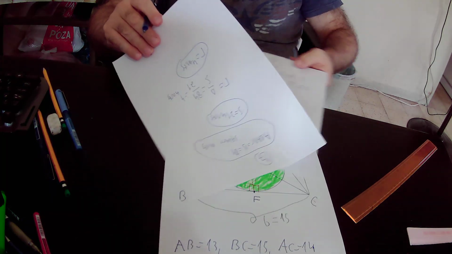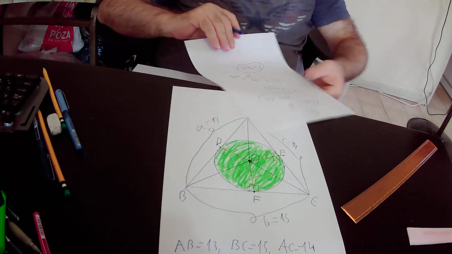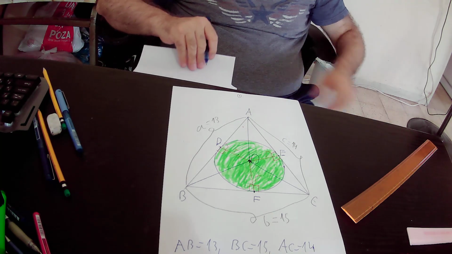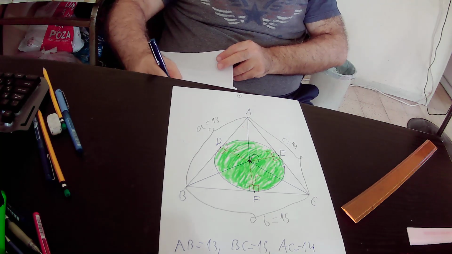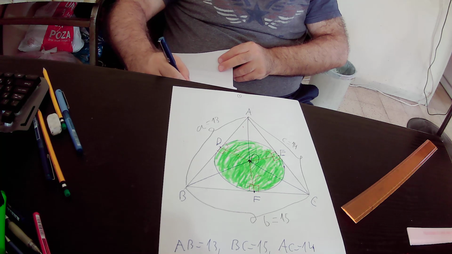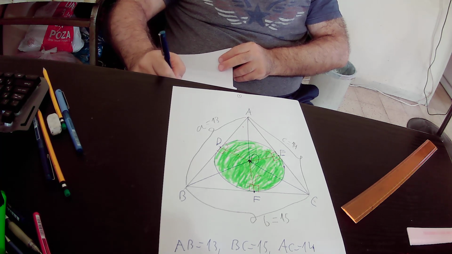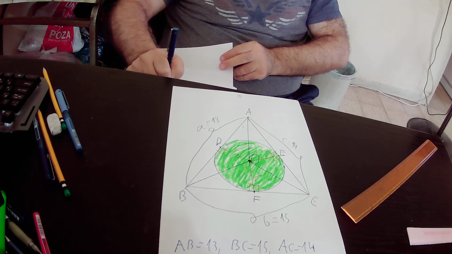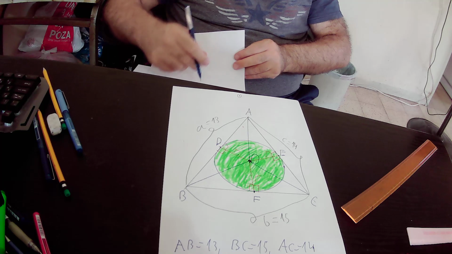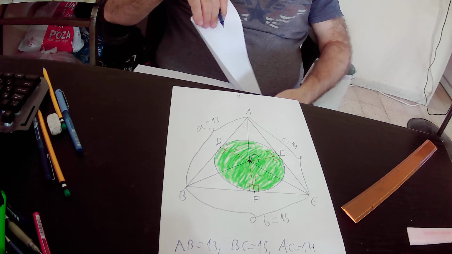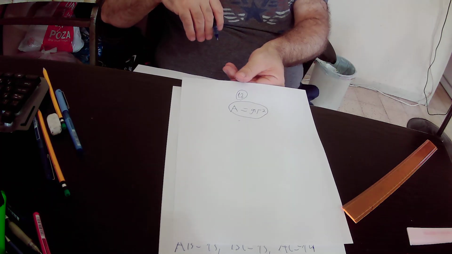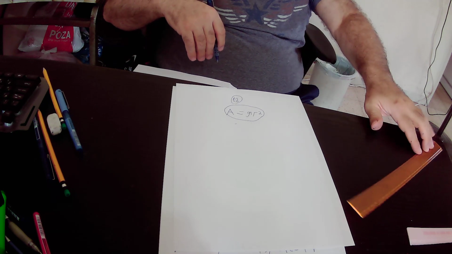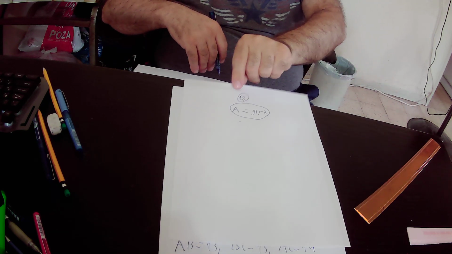And we know that the area of any circle equals pi times the radius of the circle squared. The area of any circle equals pi times the radius of the circle squared.